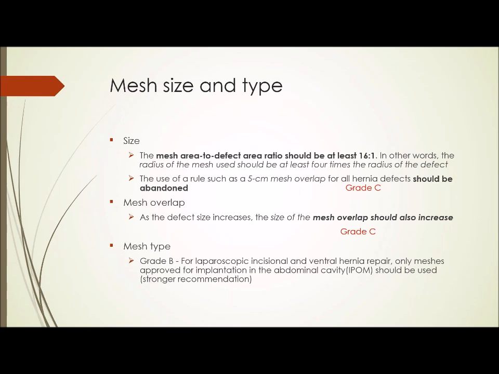That's one. Number two, that's only advice, but look at the recommendation, grade C. That basically means you may or may not follow it. So most of the surgeons are still sticking to the 5 centimeter. But what is also important is that as the defect size increases, the size of the mesh overlap should also increase. Now, another grade B recommendation for the mesh type. Only meshes approved for implantation in the abdominal cavity should be used. That's a strong recommendation, grade B, so this has to be followed.